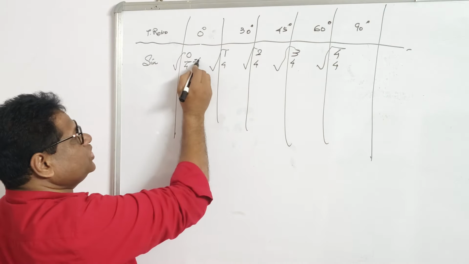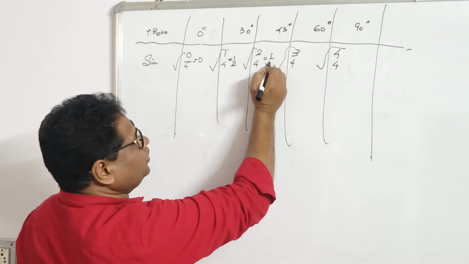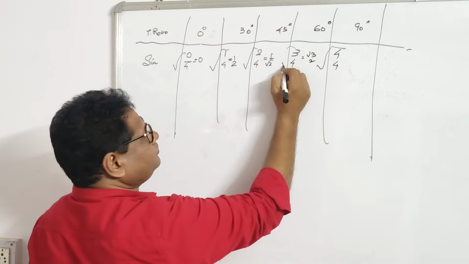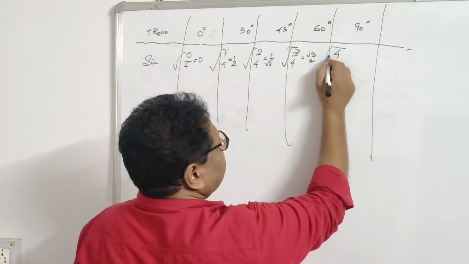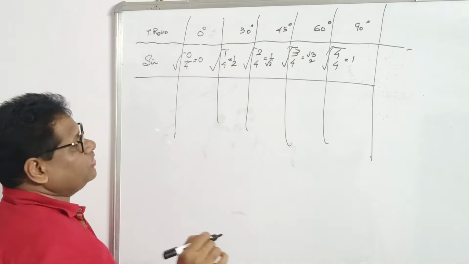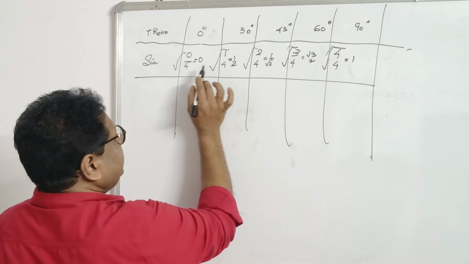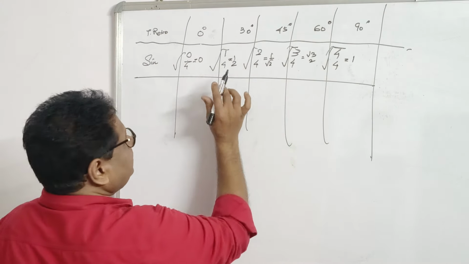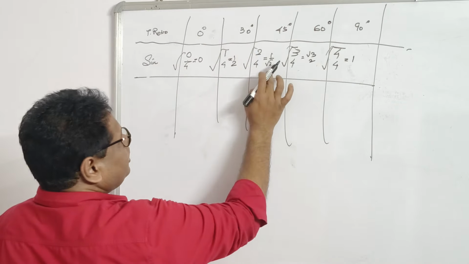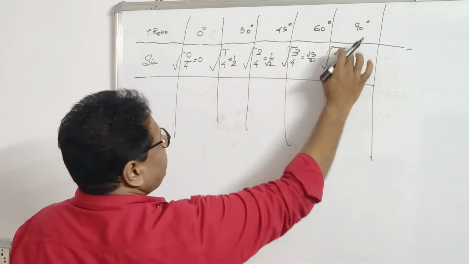So the value of this comes to 0, the value of this comes to half, then we have 1 by root 2, then we have root 3 by 2, and for this we have 1. This is how you have to find for sine. I repeat once again, we kept on writing whole numbers starting from 0, 1, 2, 3, 4, divided each of these by 4 and then took the square root. That gives sine 0 is 0, sine 30 degrees is half, sine 45 degree is 1 by root 2, sine 60 degree is root 3 by 2, and sine 90 is 1.